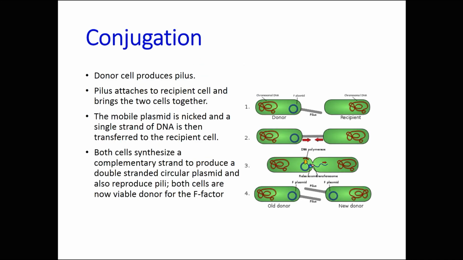Conjugation. For this process, we need sex pili. The donor cell produces pili. Pili attach to the recipient cell and bring the two cells together. The mobile plasmid is nicked and a single strand of DNA is then transferred to the recipient cell. Both cells synthesize a complementary strand to produce a double-stranded circular plasmid and also reproduce pili. Both cells are now viable donors for the F factor.